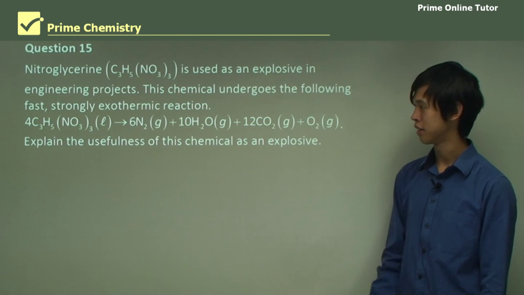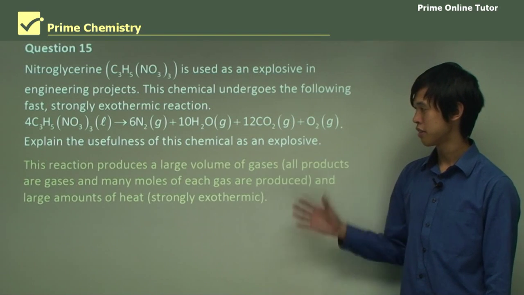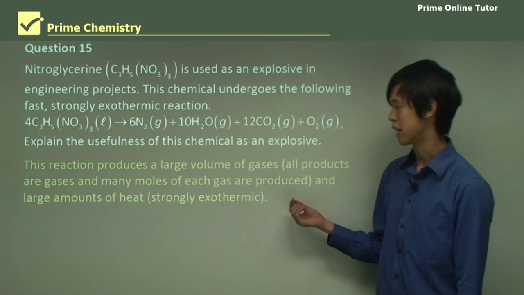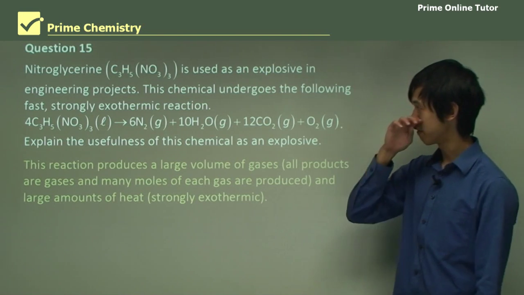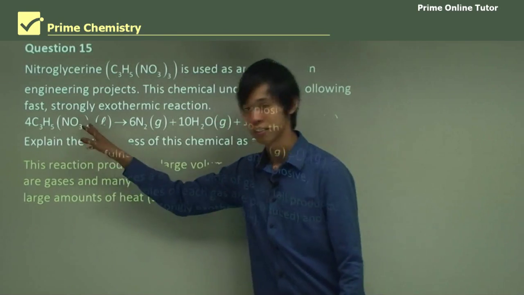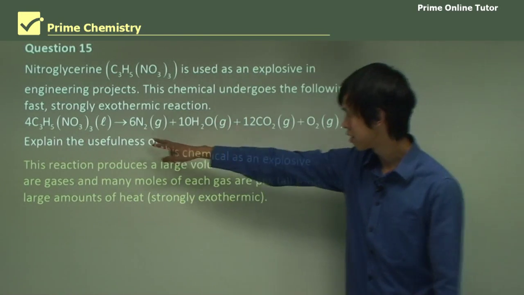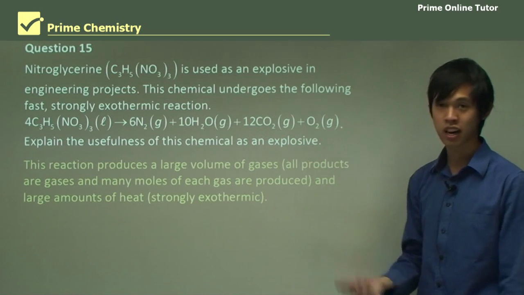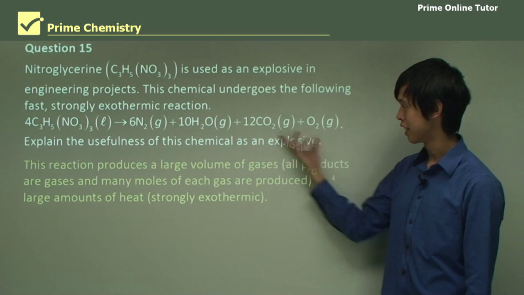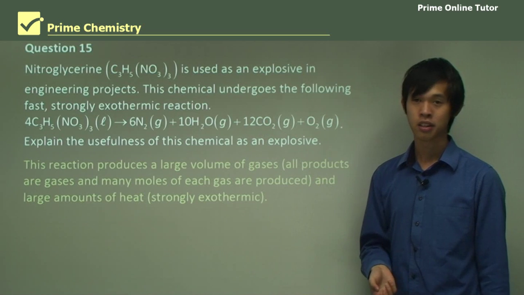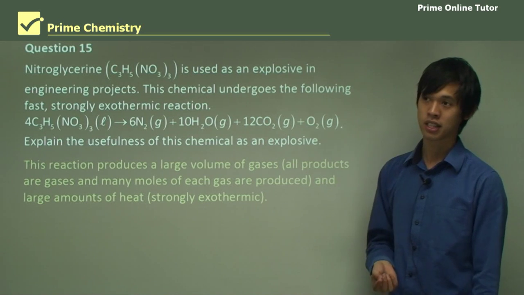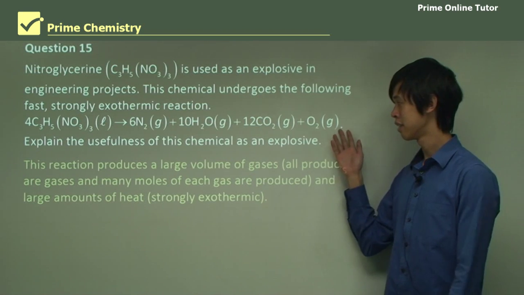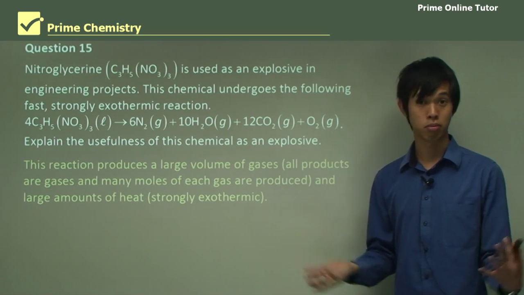It's very interesting. So this reaction produces a large volume of gas. All products are gases, and many moles of each gas are produced. So you can see 4 moles of nitroglycerin gives you 29 moles of gases out. So that's more than 7 times the volume of gas that you put in.